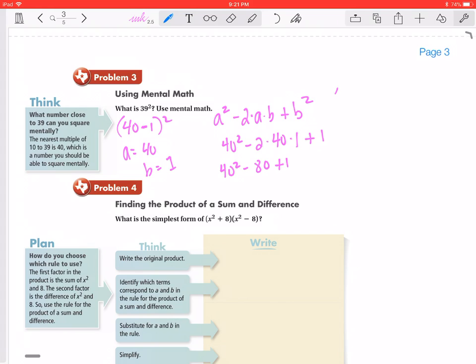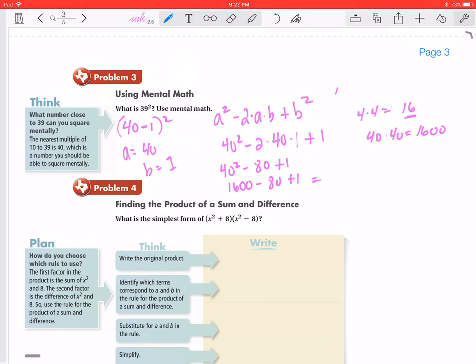40 times 40 will give us, we know that 4 times 4 is equal to 16. And I know if I'm dealing with 10 times 10, that will give me 100. So I can use mental math and say 40 times 40 will give me 1,600. So now I can rewrite this as 1,600 minus 80 plus 1. That's much easier for me to deal with.